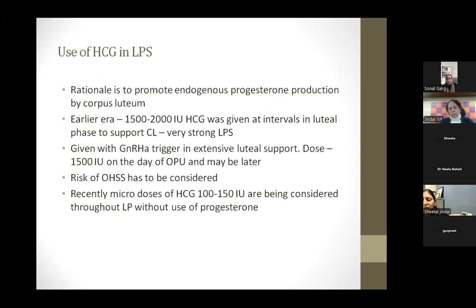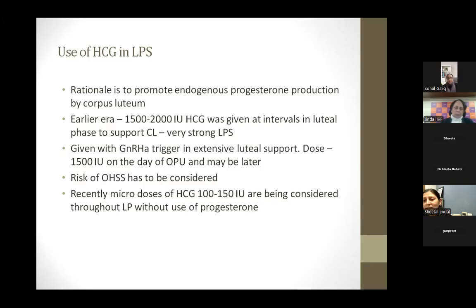Now, coming to the various drugs which can be used during the luteal phase, one is the use of HCG. Why we want to use HCG as a luteal phase support is because it can directly act on the pituitary and stimulate the release of endogenous progesterone production by the corpus luteum. In the beginning, ma'am must have seen, ma'am would know it better, that we were using 1500 to 2000 international units of HCG, and it was given at various intervals in the luteal phase to support the corpus luteum.